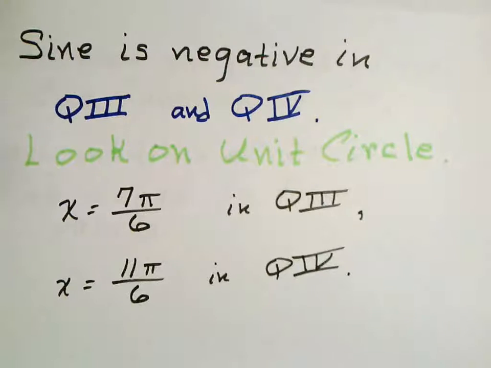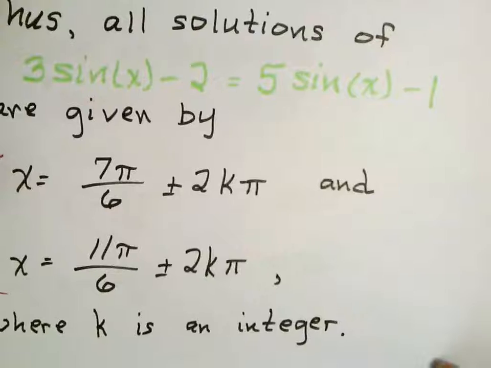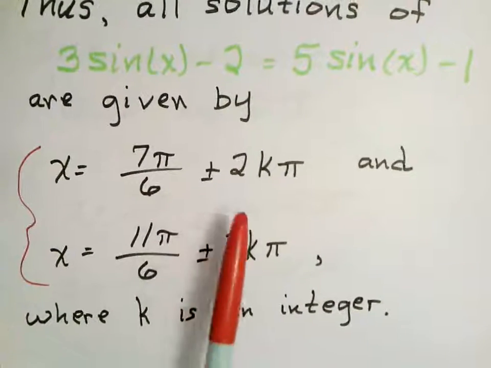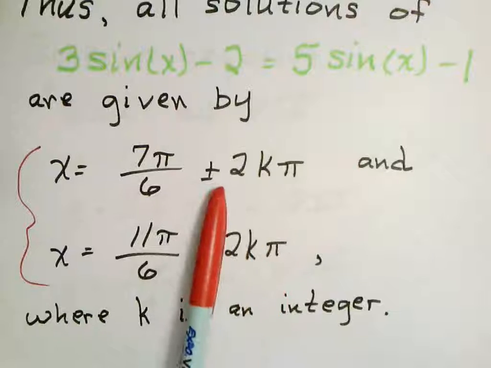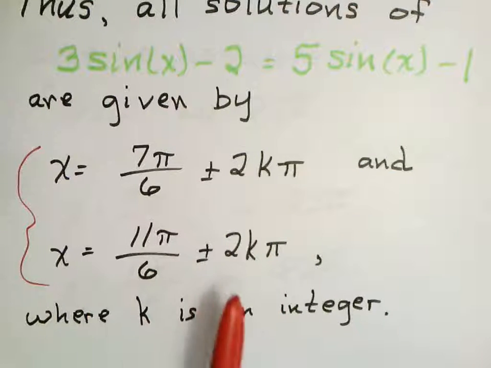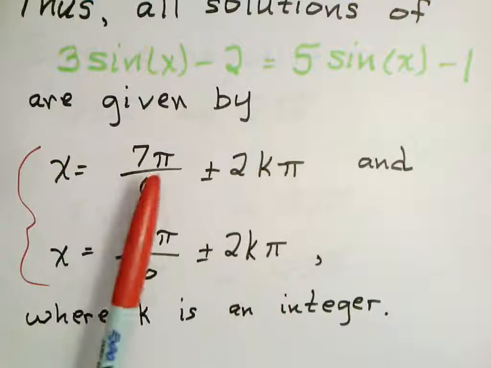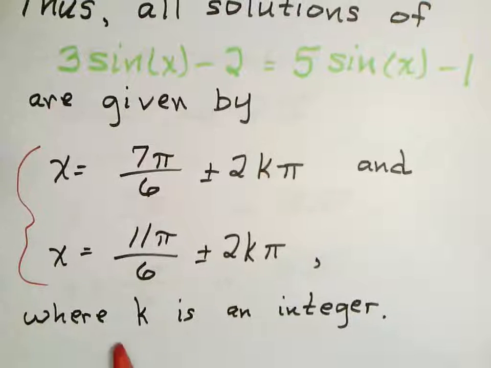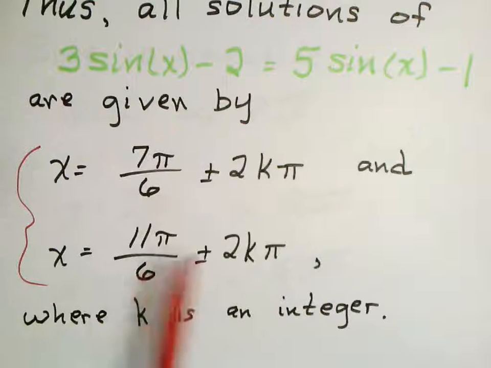But we would like to get all exact solutions. So what we're going to do, we're going to add to each one of these angles 2k pi, which is a multiple of 2 pi. And we add that plus or minus 2k pi to the 7 pi over 6 and the 11 pi over 6. And remember now, k is an integer, no fractions, no decimals. So what we have here will be all the exact solutions that we have found.